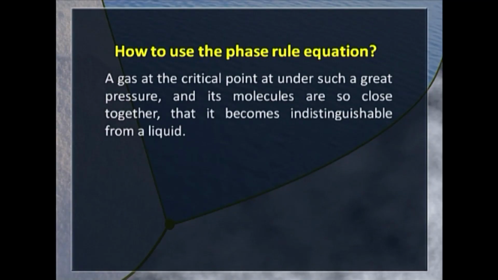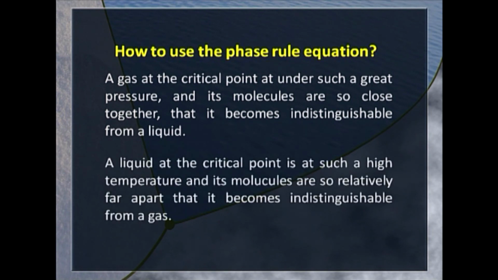Similarly, we can define the critical pressure. It is the pressure beyond which a liquid cannot be vaporized no matter how high the temperature is. How to look at this? We can say that a gas at the critical point is at such a high pressure and its molecules are so close together that it becomes indistinguishable from a liquid.